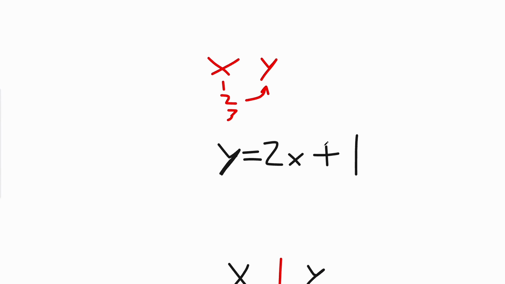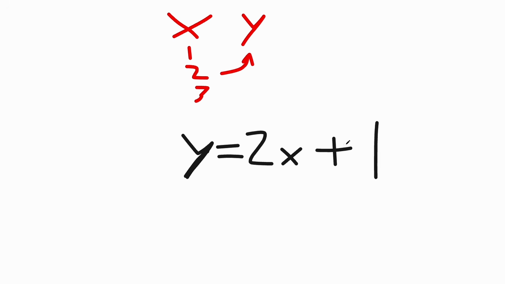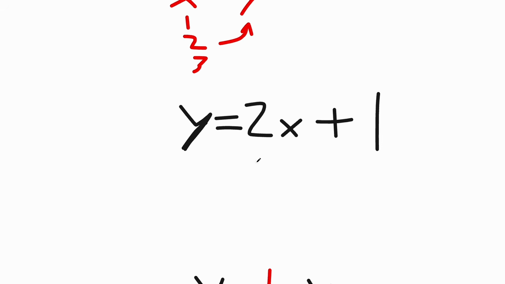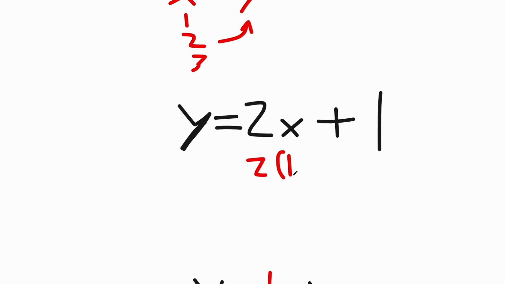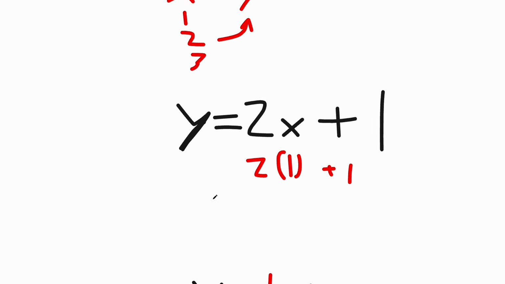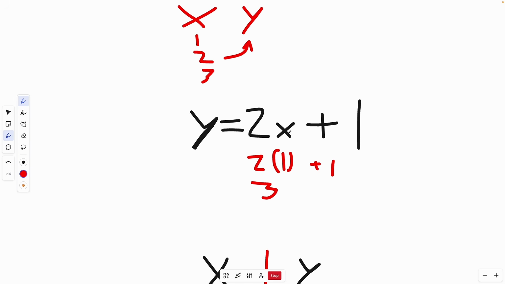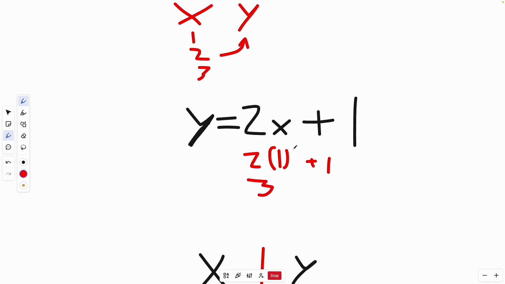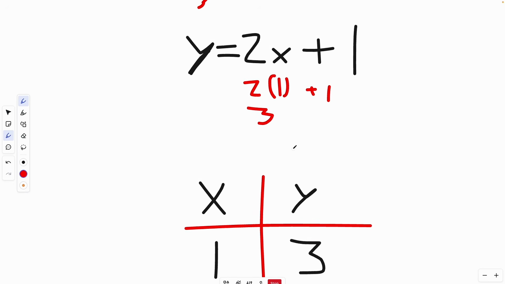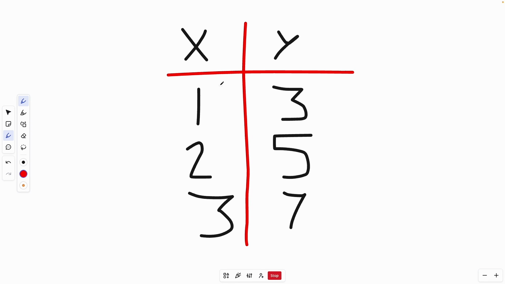In an example like this, for example, if you have y equals 2x plus 1, if x equals 1, then you have y equals 2 times 1 plus 1. That equals 2 plus 1, which equals 3. If x is equal to 2, then you have 5 as the answer. If x is equal to 3, then you have 7 as the answer. And you can just plug in any one you can think of into x. It creates a table like this. 1, 2, 3 for x equals 3, 5, 7 for y.